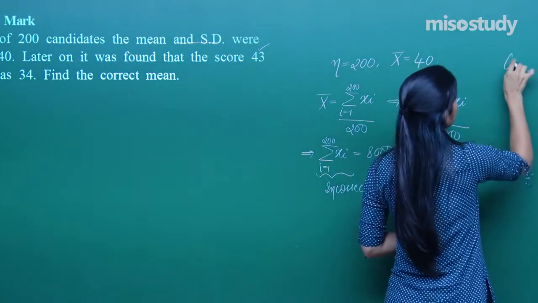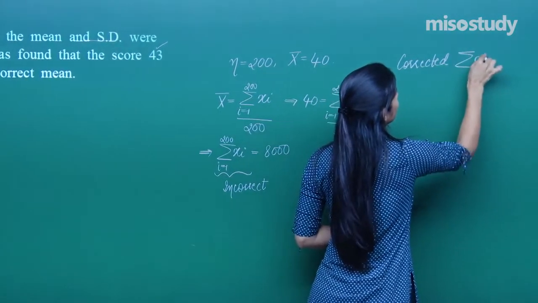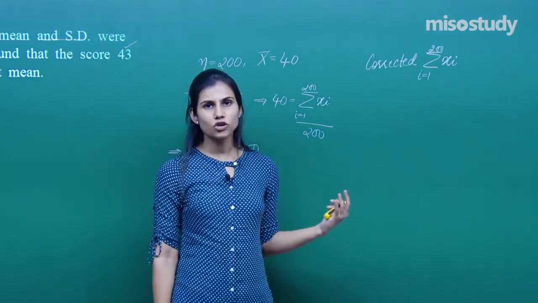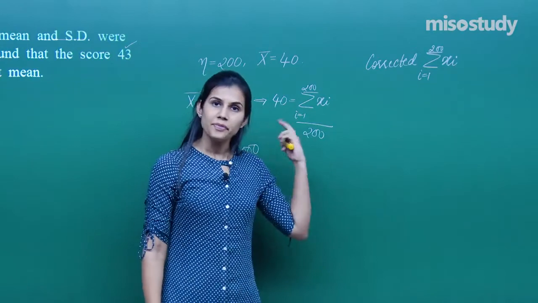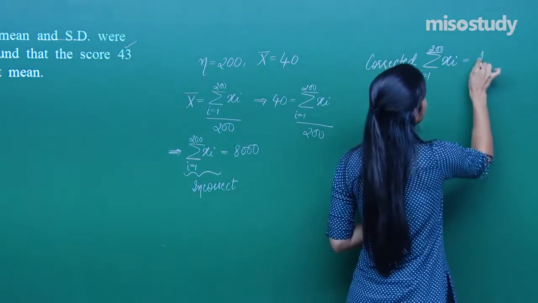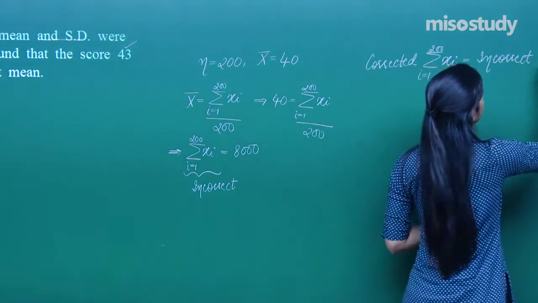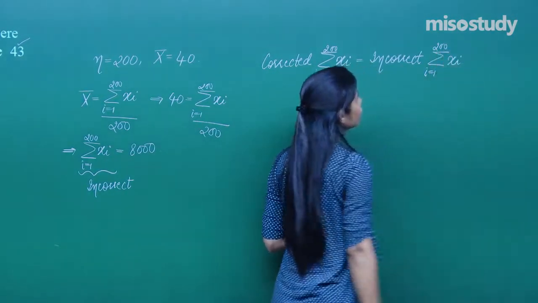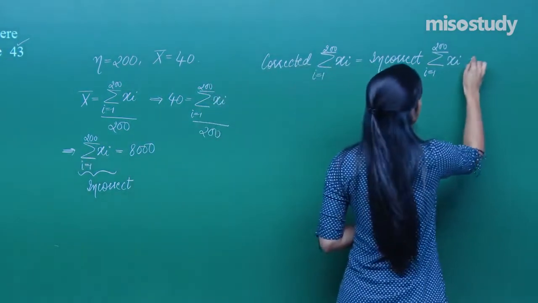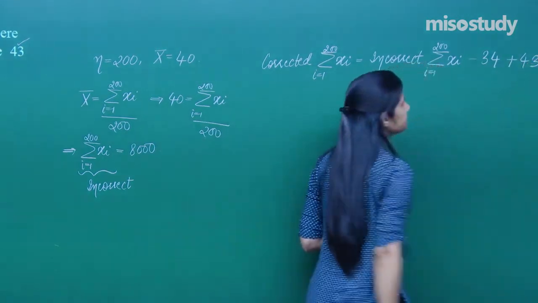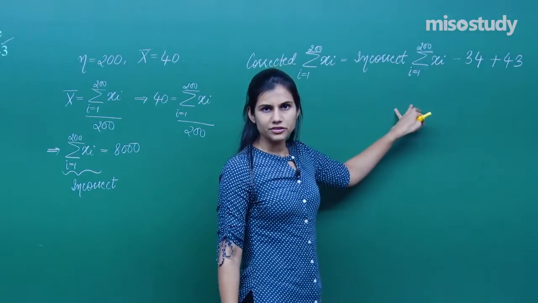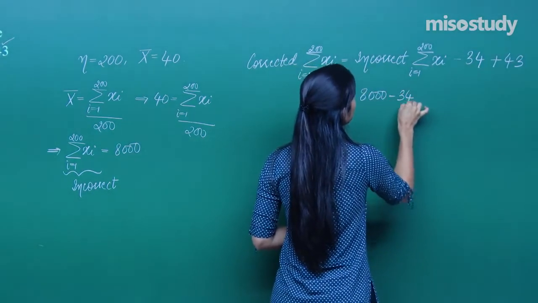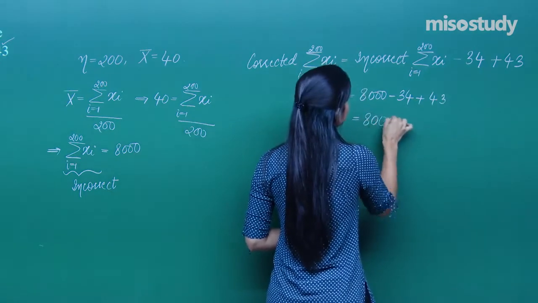So, what would be the correct summation? Correct one would be when the ith observation, which is 34, is replaced by 43, and then the sum is evaluated. So, basically I will take the incorrect sum. This is the sum of 200 observations when one of them was 34. From it I will remove 34 and add 43. This is going to give me the sum of 200 observations when one of them is not 34 but 43. It is replaced by 43. So, you basically get 8000 minus 34 plus 43, which gives me 8009.